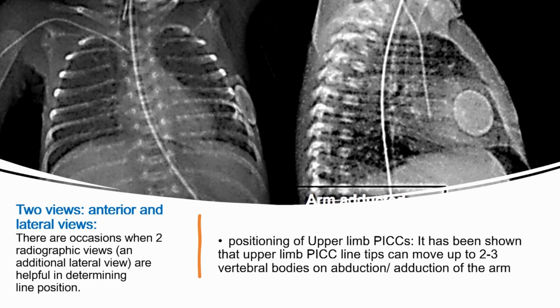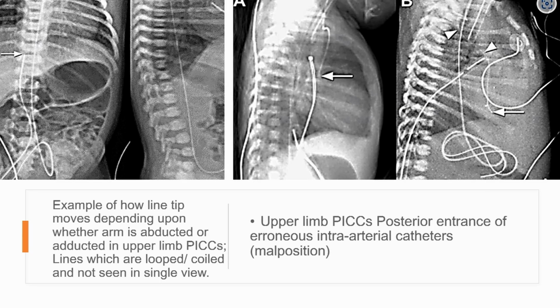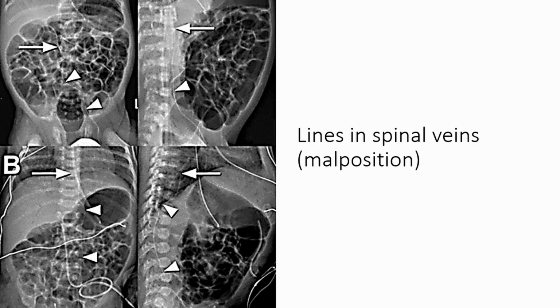Positioning of upper limb PICCs. It has been shown that upper limb PICC line tips can move up to 2 to 3 vertebral bodies on adduction of the arm. Example of how line tip moves depending upon whether arm is abducted or adducted in upper limb PICCs. Lines which are looped, coiled, and not seen in single view. Upper limb PICCs. Posterior entrance of erroneous intra-arterial catheters. Malposition. Example of how line tip is in spinal vein view.